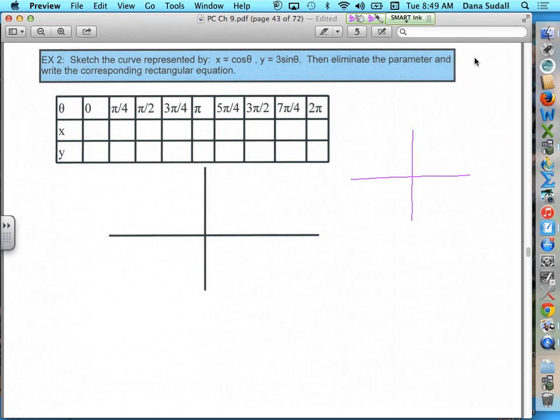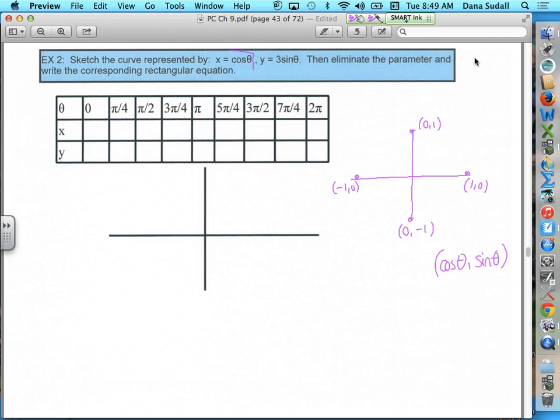If you think of your unit circle here, we could look at a couple other points as well. If you think of your unit circle, my x coordinate is my cosine coordinate. My y coordinate is my sine coordinate. So we can fill a few of these values in right off the bat.